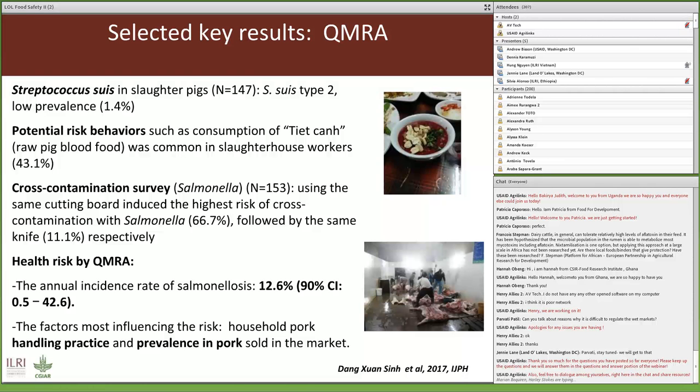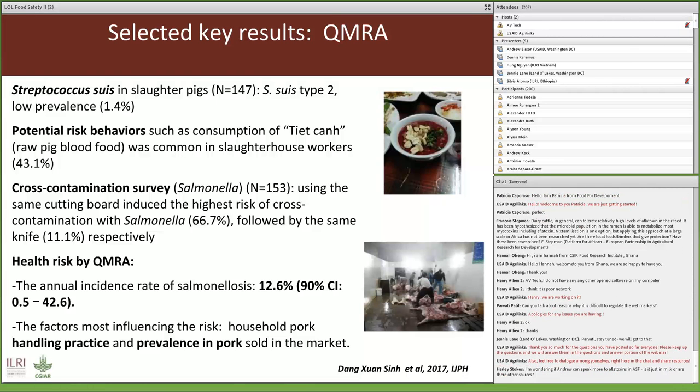The other finding from the studies is that when people bring pork into their house and prepare it, they have this kind of cross-contamination. So salmonella from pork can contaminate other food, for example salad or fruit, by using the same cutting board, and they don't clean it very nicely, but it can also be contaminated from the knife when they cut the pork.